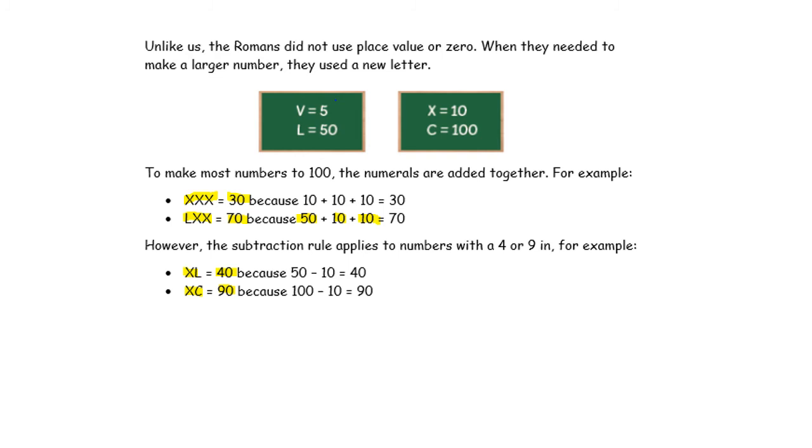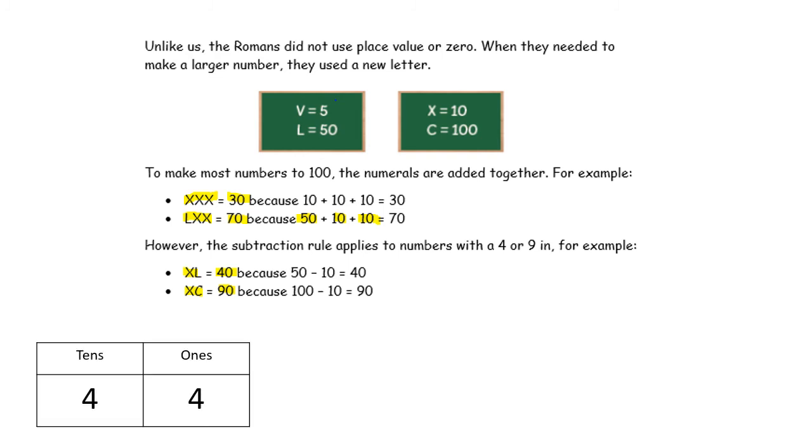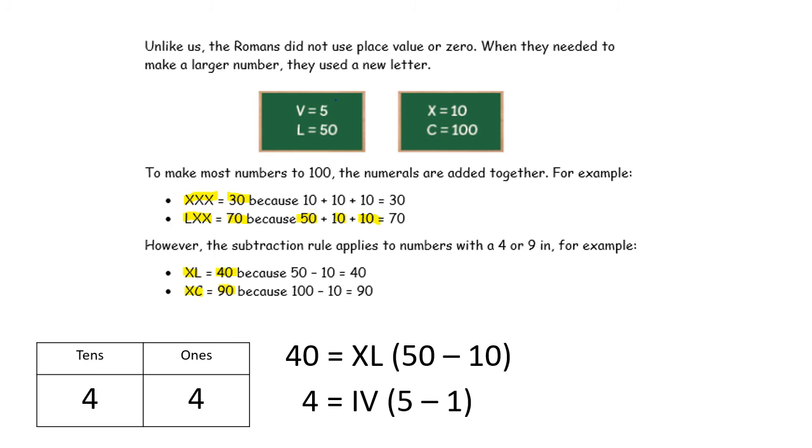Okay, so let's go over one example together. So let's look at 44, which is another number with a 4 or a 9 in. So 44. Let's do the tens first. So 40 is XL, and we know this because it's 50 take away 10. Okay, so you put the X before the L. And then 4 is IV, okay, because it's 5 take away 1. So now we just need to push these together, and we've got XLIV is 44. Okay, so think really carefully about the numbers with 4s or 9s in, because they always need to use this subtraction rule.